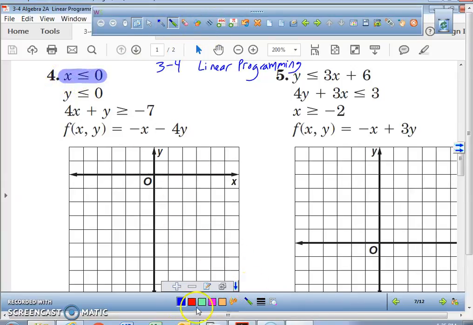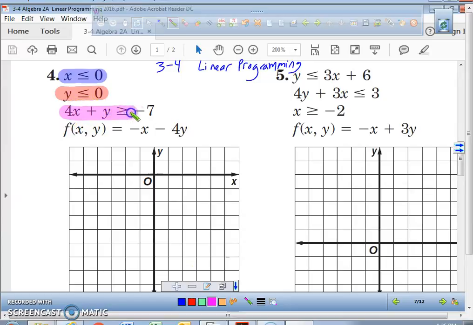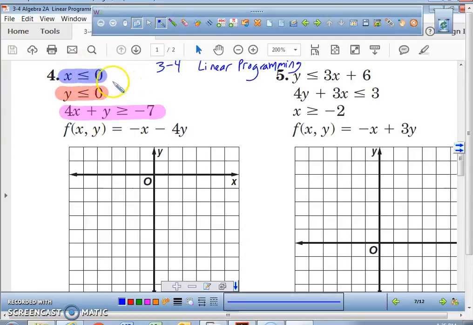x is less than or equal to 0 in blue, y is less than or equal to 0 in red, and finally 4x plus y is greater than or equal to -7 in this magenta color. We're going to graph these three inequalities. All right, just remember, where x is less than or equal to 0, that's going to be your vertical line, so I'm going to write vertical.